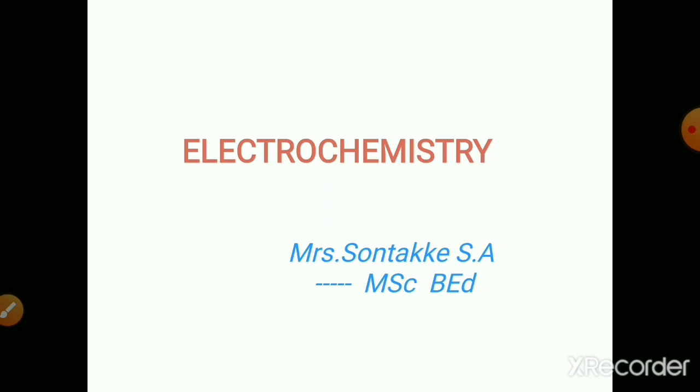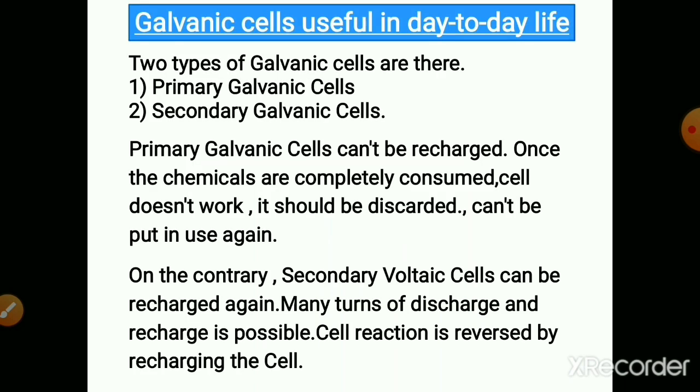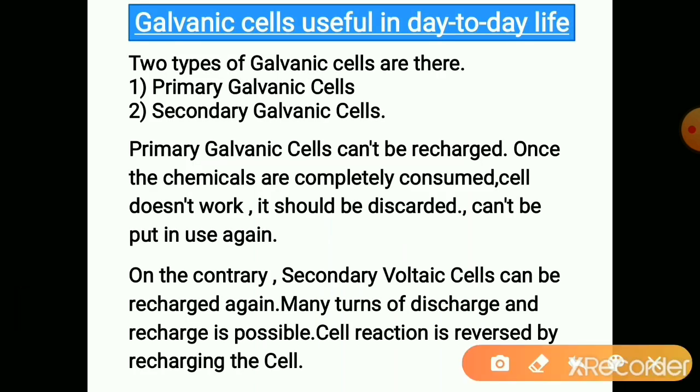And when we know the standard cell potential and the concentrations of the species, we can determine the non-standard cell potential by using the Nernst equation. This we have discussed in detail in the previous video. Now in this video we are going to discuss galvanic cells or voltaic cells.